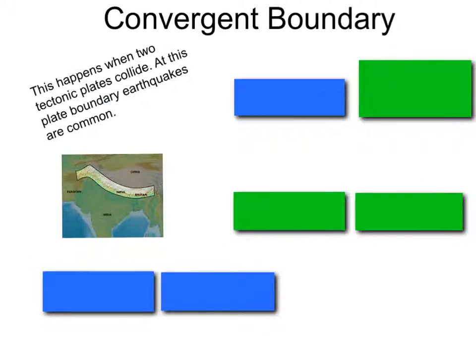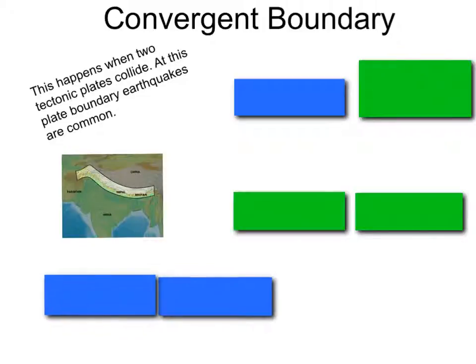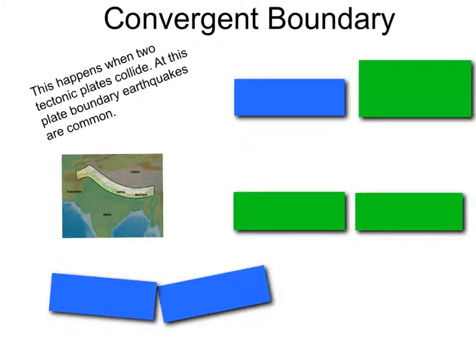A convergent boundary is when two plates collide. So when two oceanic plates collide, since they're both dense, they form a trench going downward. When two continental crust pieces collide, mountains usually form.